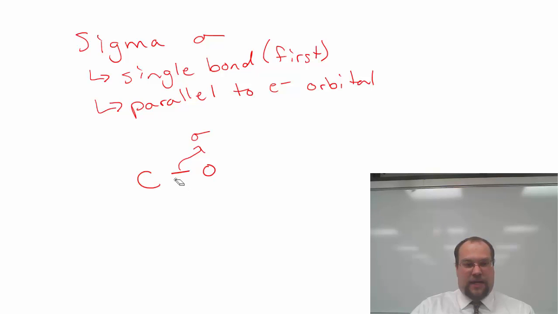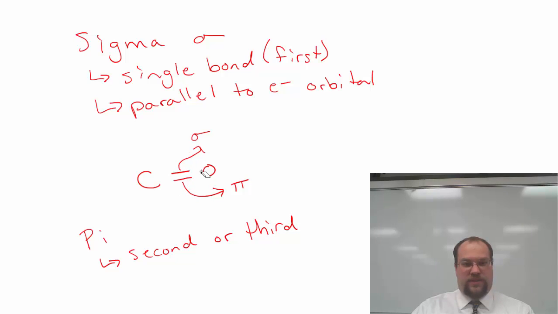A pi bond is when that second bond forms. That's called a pi bond. A pi bond is the second bond to form. So a pi bond is the second or third bond to form. So in this case, I have a double bond here, so I have one sigma and one pi.